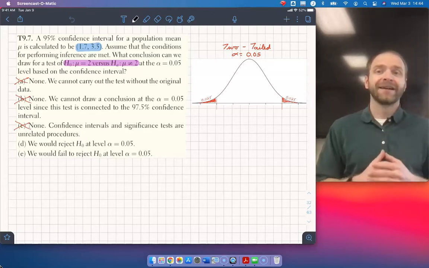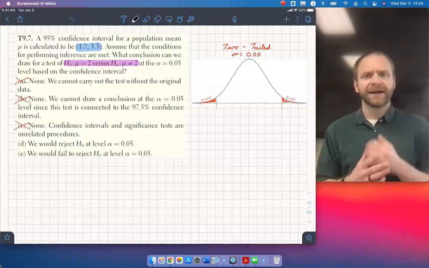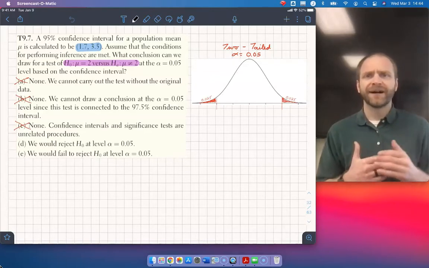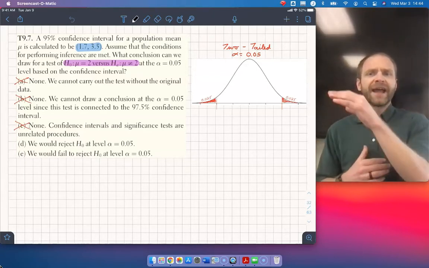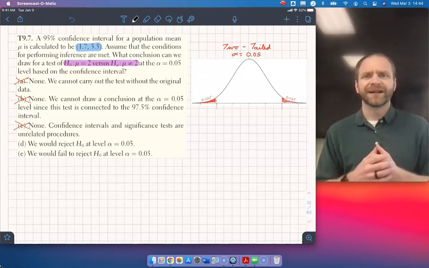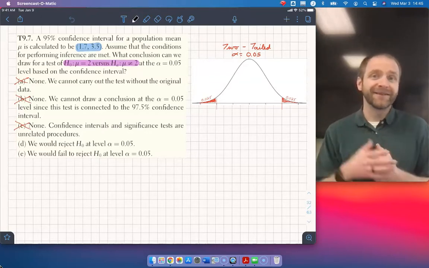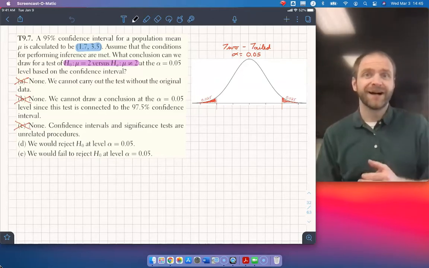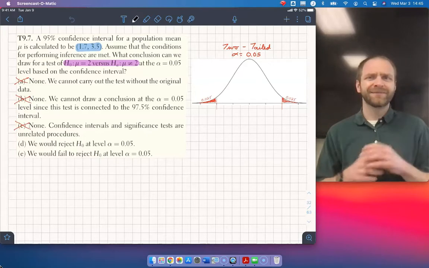I could also eliminate A. We cannot carry out the test without the original data. Well, we know all the conditions were met. That was told to us. We had the original confidence interval, 1.7 to 3.5, and we know there's a relationship between confidence intervals and significance tests. So I can eliminate A as well. And B, well, it's not related to a 97.5% confidence interval. Now, I'm thinking that one, there's thinking, hey, if I take that 0.05 and divide by 2, I get 0.025, and I would take 1 minus 0.025, I get 0.975. I'm trying to figure out how they figure out C as one of the choices, but it's wrong.